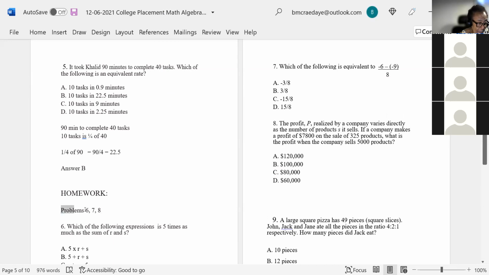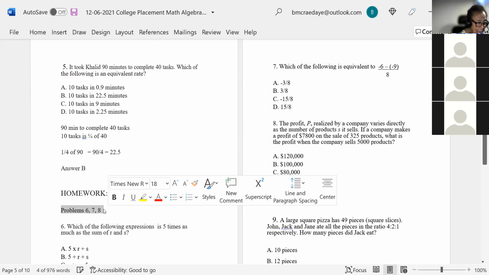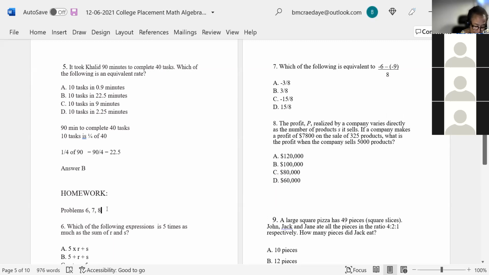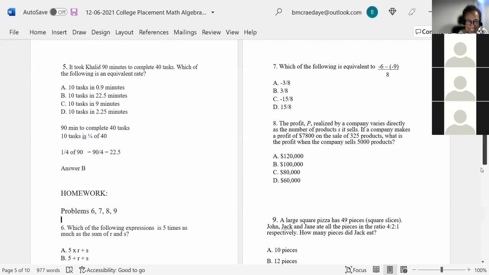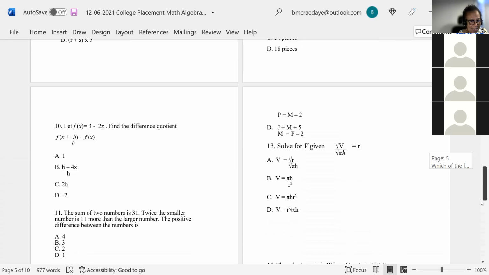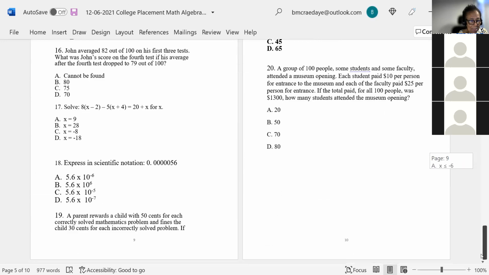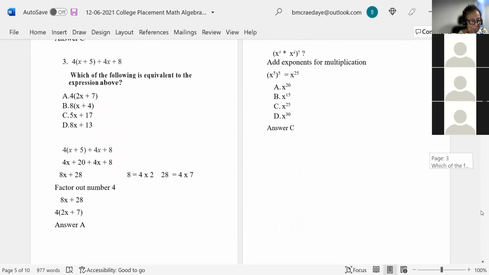You said 9? Oh, okay, you want 9? Okay, you can give it. 6, 7, 8, and 9. Yes, so 4 problems: 6, 7, 8, and 9. Now there are other problems. I'll probably send you the whole thing, so if you feel like you want to do some of the other ones, because it goes up to 20. Any questions on anything we went over?